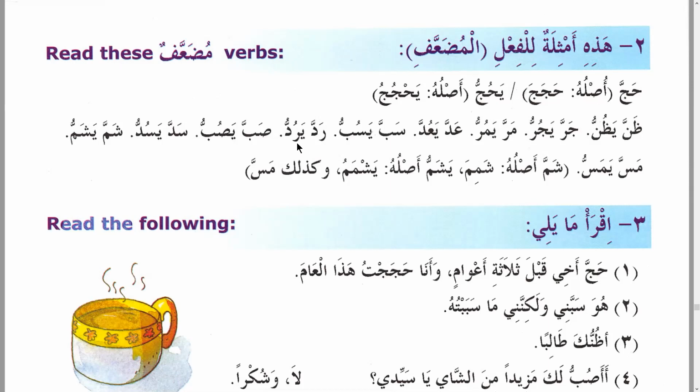Radda yaruddu, to return. Radda, rudda ilayya, rudda alayya. It comes with ala, return it to me. Rudda. Sabba yasubbu, to pour. Sabba with a sin and sabba with a sad. Sabba yasubbu, it comes in the Quran. To pour. Man sabba. Right? Sadda yasuddu, to block. Sadda yasuddu. Shamma yashammu. And these 2 are for bab sami'a. This is shamma, it was originally shamima. And massa is also massa yamassu, to touch.